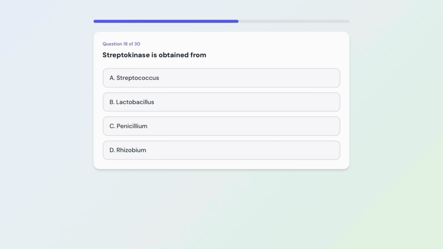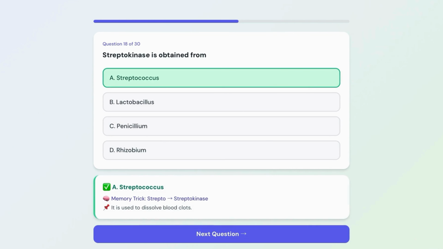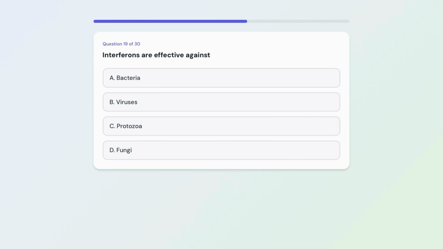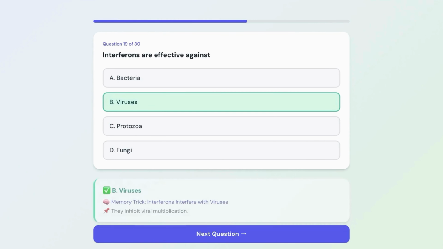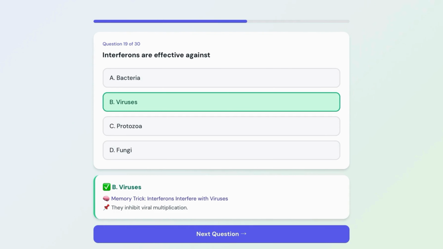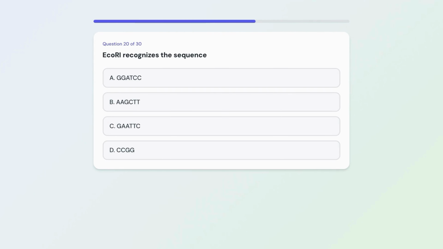Streptokinase is obtained from Streptococcus. Interferons are effective against viruses. Please don't confuse them with antibiotics, which work against bacteria, not viruses. Interferons inhibit viral multiplication. They tell their neighbor cells that there's a virus in the body and to be ready to attack it. They do not directly kill the virus.